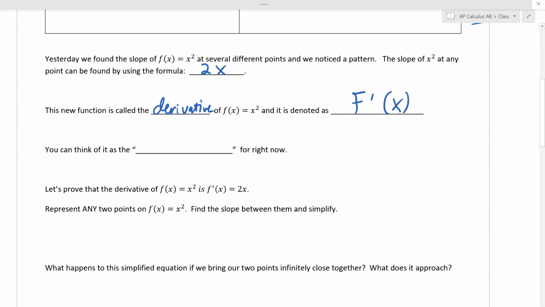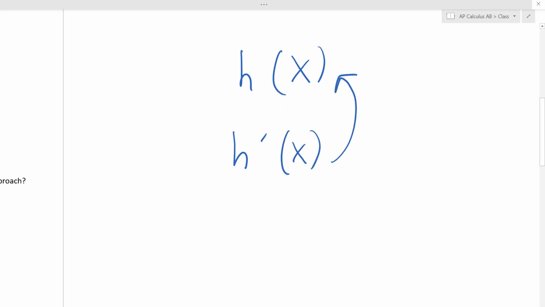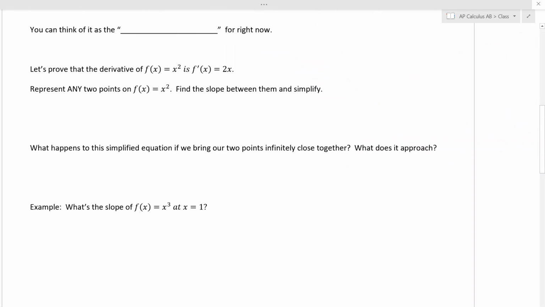It's just a little apostrophe right there. That's called f prime of x is how you read that. Or the derivative of f is the same thing. And in general, you can write this down. If there was a function h of x, no matter what it happened to be, h prime of x tells you the slope of that function. That's all that means. That's notation for that.